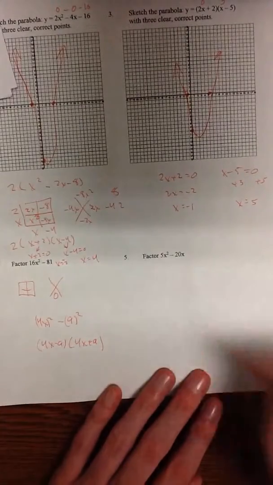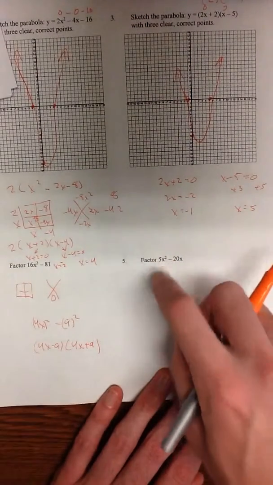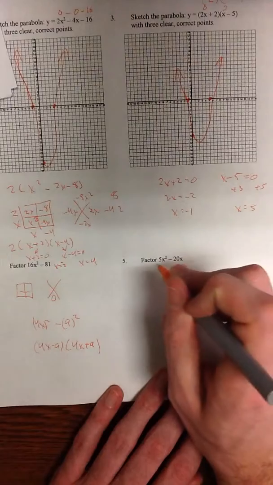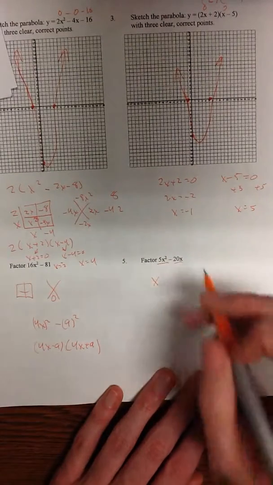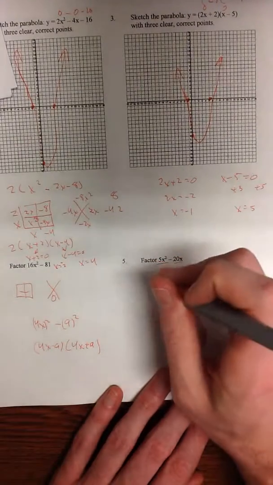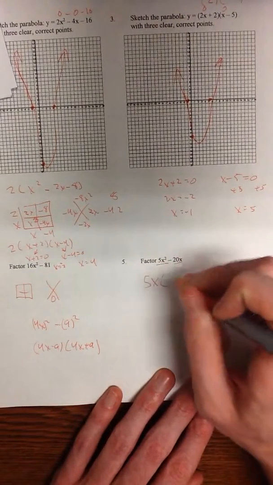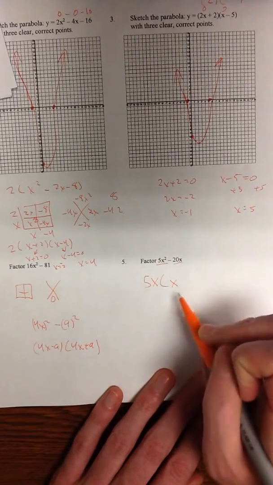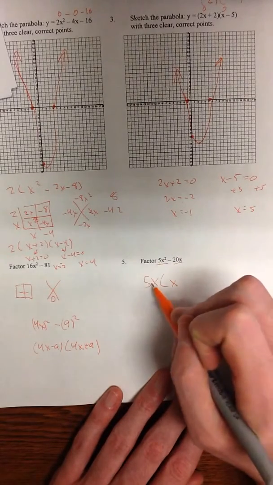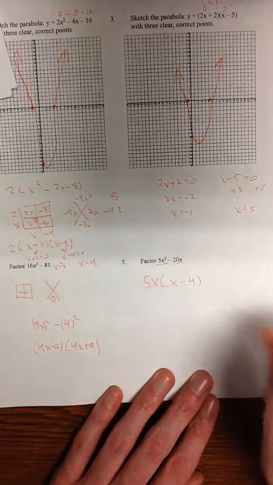Same deal with number 5. There's a trick to this one too. This one's the greatest common factoring one. So I look at these ones and I see, well, they both have an x in them, so I could pull that x out. And they're both divisible by 5, so I could pull that 5 out. And we get left with an x, because 5x squared divided by 5x is x. 20x divided by 5 is 4, and we're done.